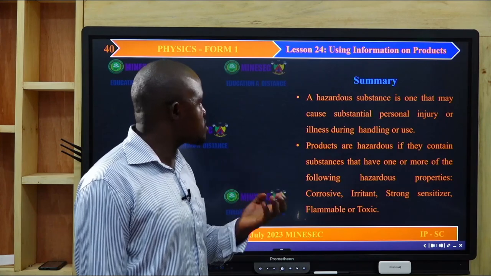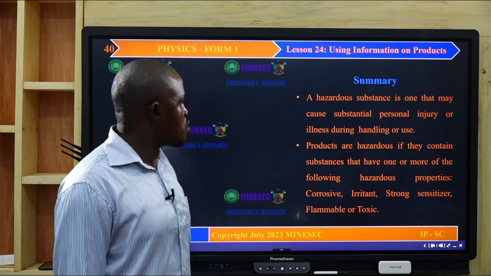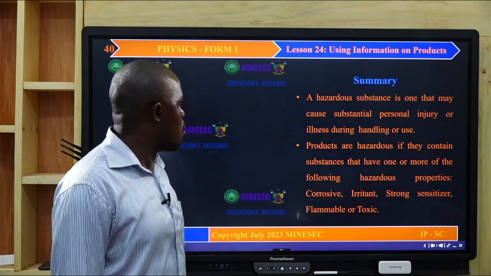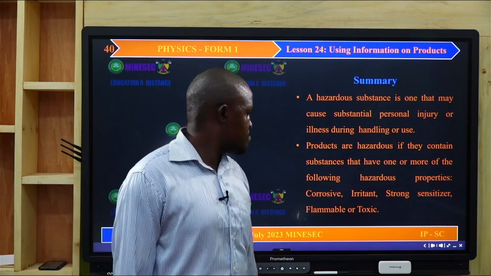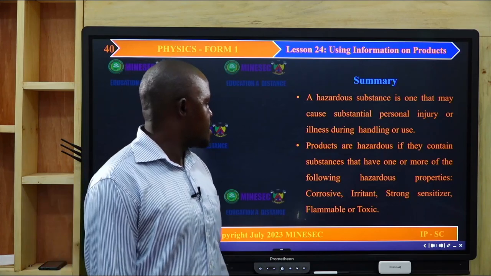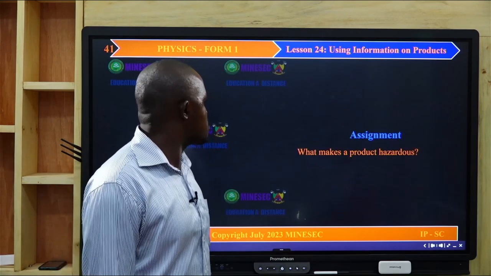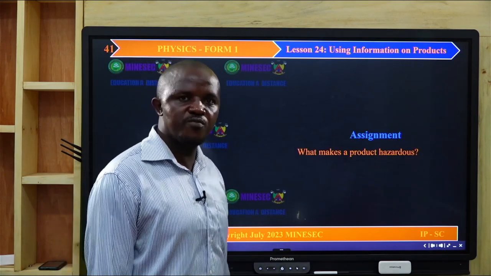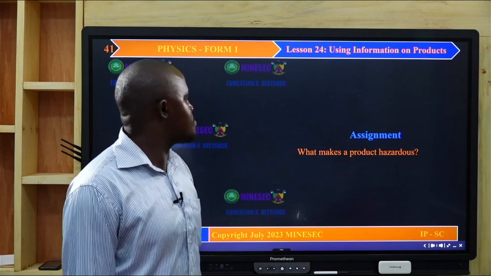We're saying that products are hazardous if they contain substances that have one or more of the following hazardous properties: corrosive, an irritant, a strong sensitizer, flammable or toxic. And here's an assignment for you to take home. What makes a product hazardous?